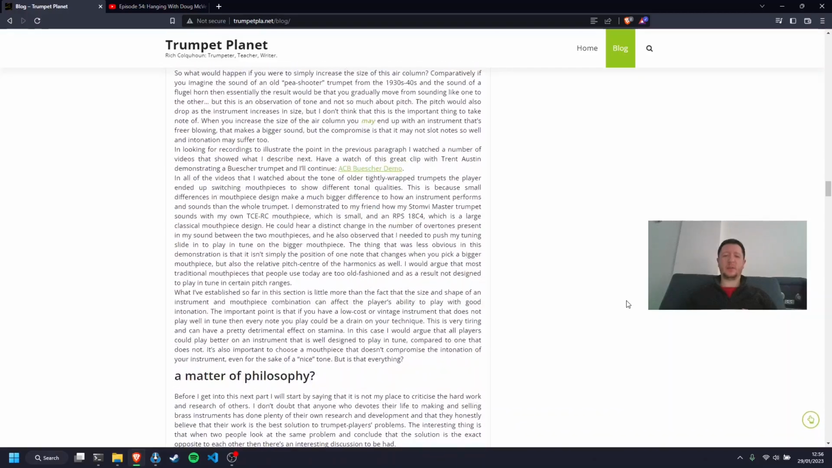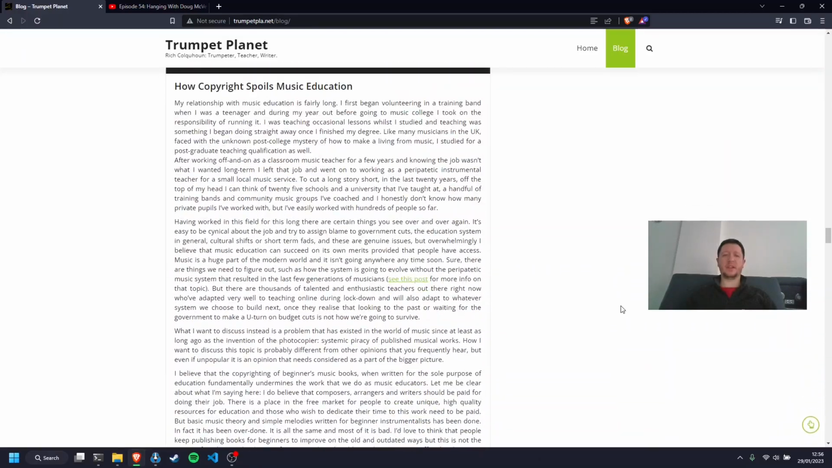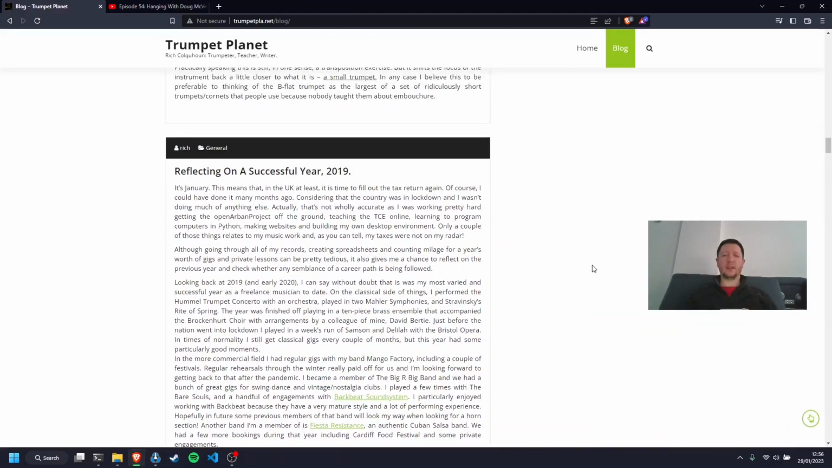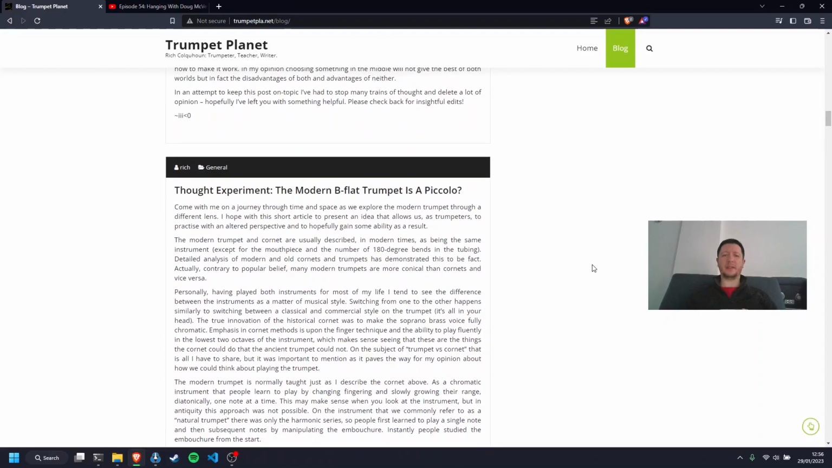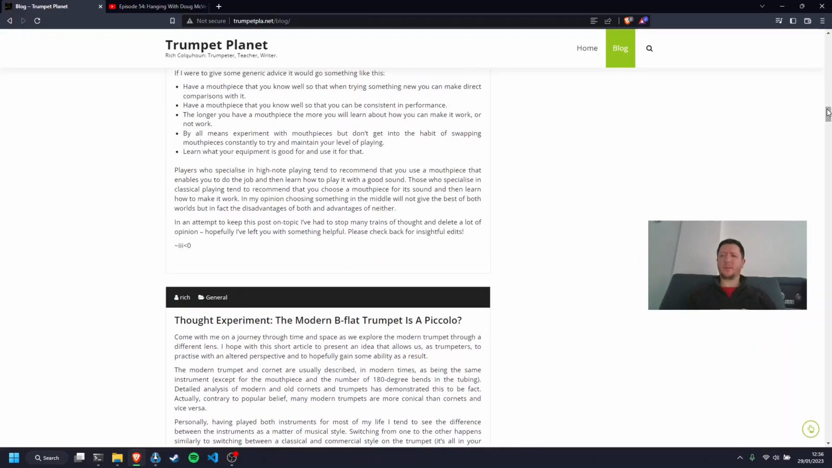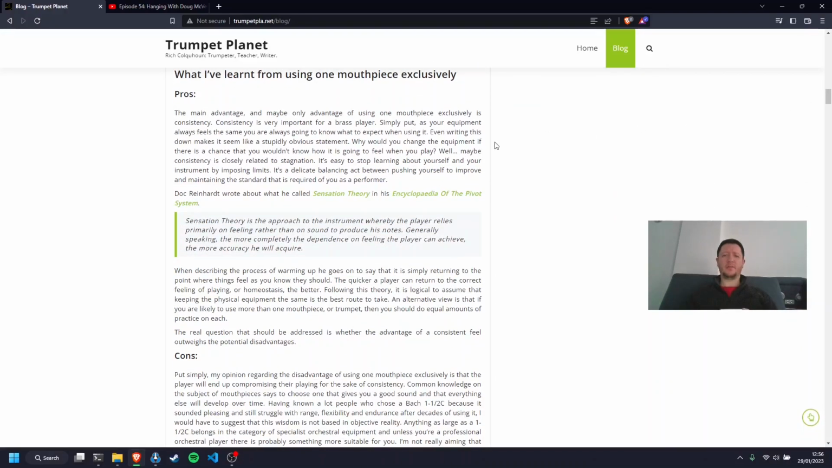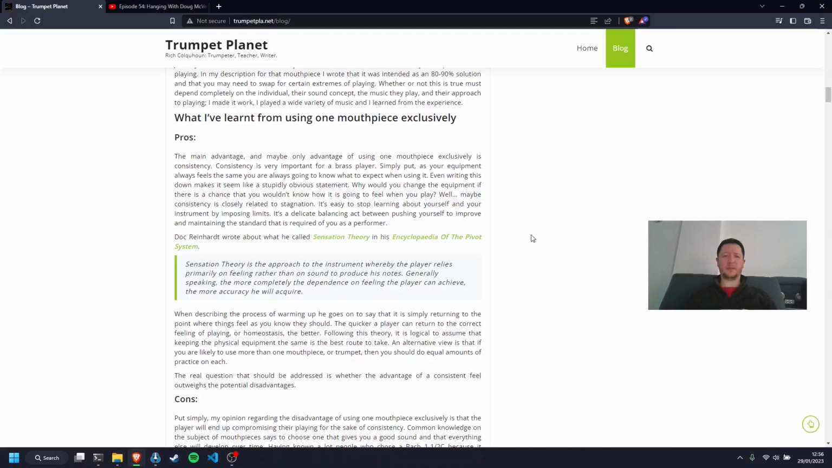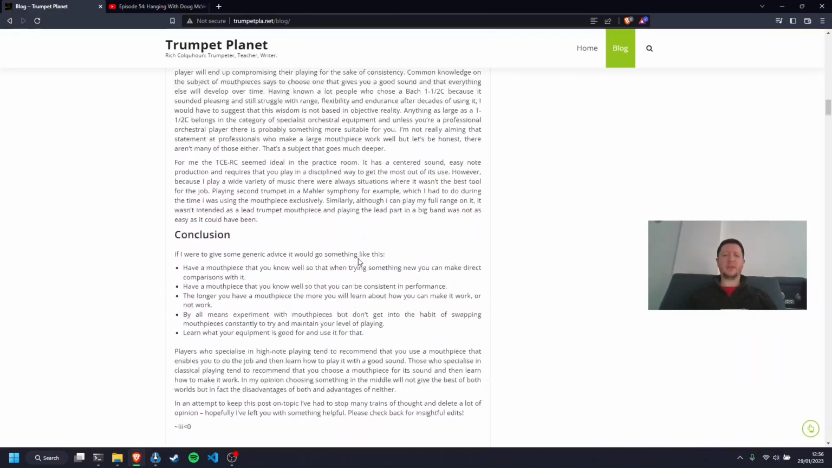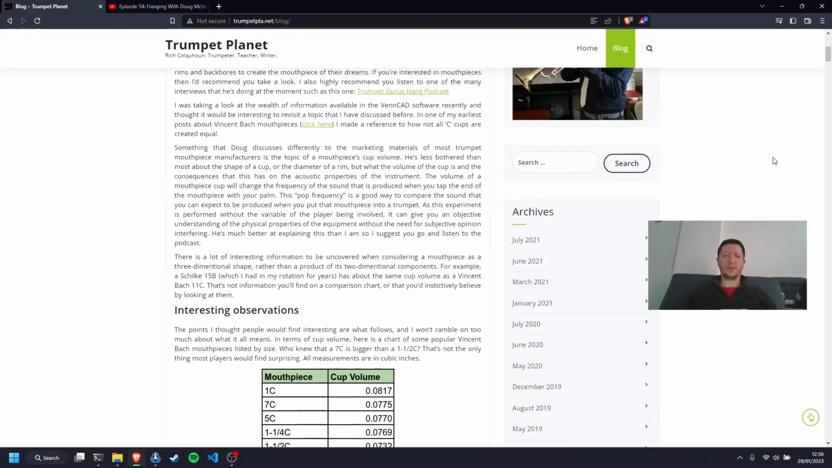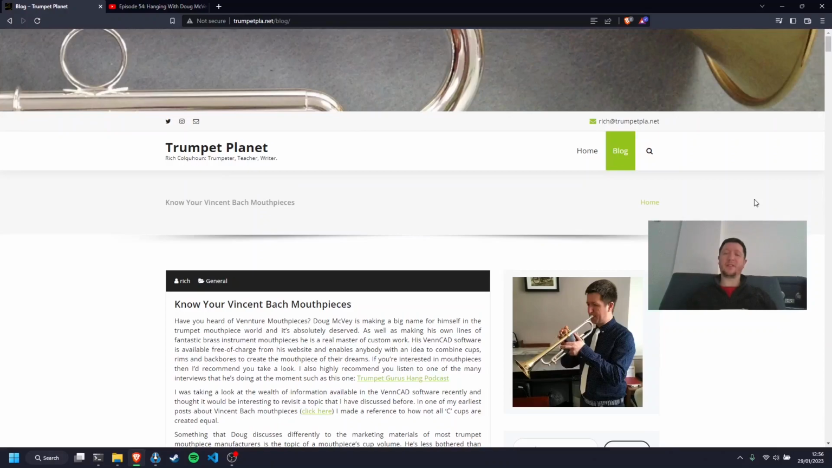that sticking to one mouthpiece for a long period of time is actually a really good idea. So although it may sound like I'm advocating experimentation, I do advocate experimentation. You'll read in this post here what I've learned from using one mouthpiece exclusively. This article here was all about the TCE RC model, which is no longer in production, and in fact I sold the last one of those very recently, so it's a little bit sad to be closing that door.